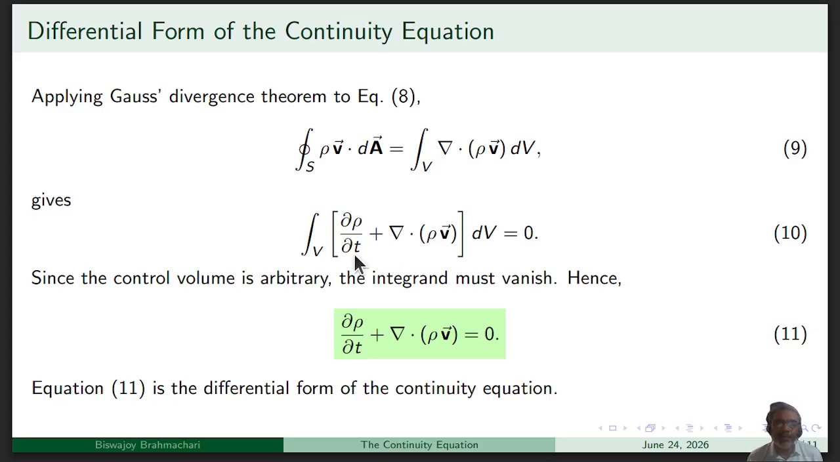That means we have in brackets del rho/del t plus divergence of rho v, integrated over dV, equal to 0. Then we get del rho/del t plus divergence of rho v equal to 0. This is the differential form of the continuity equation.